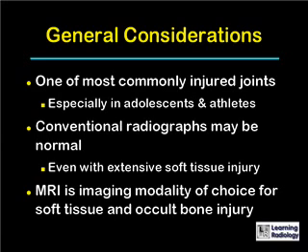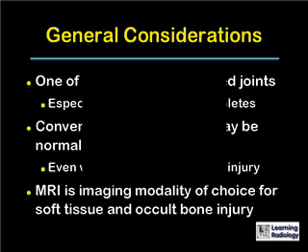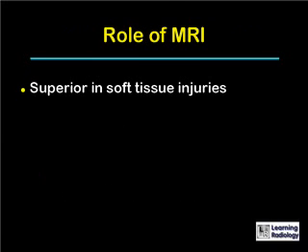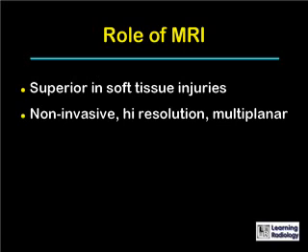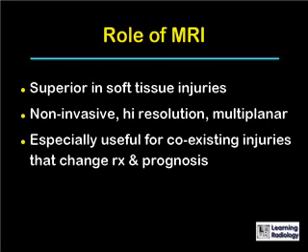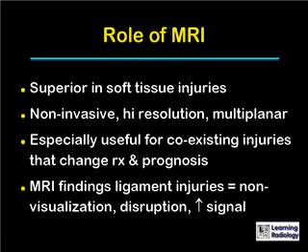So MRI is the imaging modality of choice for soft tissue and occult bone injuries. MRI is superior in defining soft tissue injuries. It is non-invasive, it has high resolution, and images can be displayed in multiple planes. It is especially useful for demonstrating coexisting injuries, not clinically apparent, that change the treatment or the prognosis. In general, MRI findings of ligamentous injuries will include non-visualization of the ligament or tendon, disruption, and abnormally increased signal.